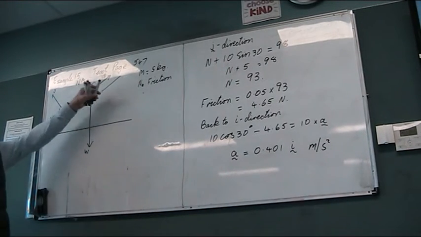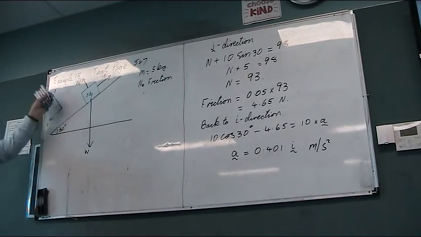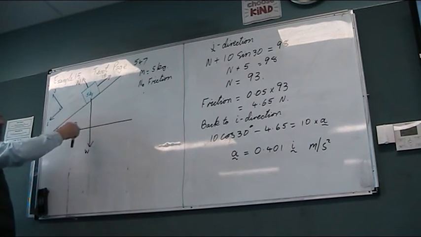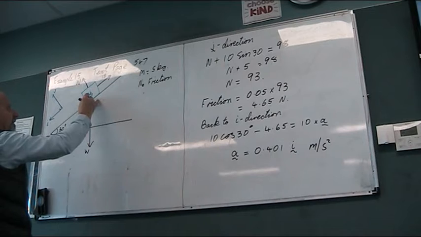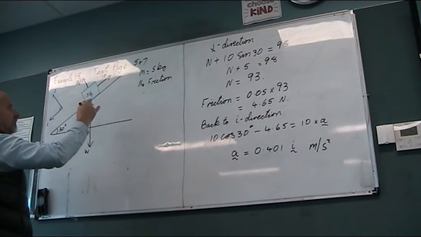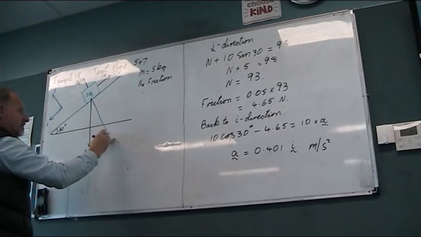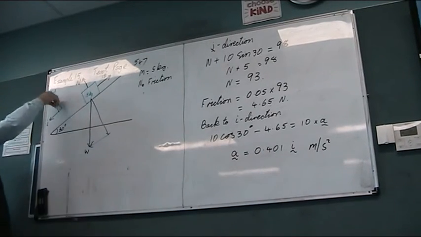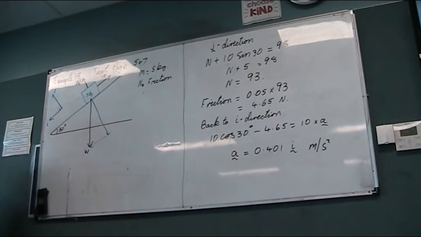Now the 15 is totally in the I direction, the N is totally in the J direction, but this weight force is at an angle. So what we need to do is split up that weight force. We could split it up in all sorts of ways, but if we split it into two components, where one component is in the J direction and the other is in the I direction, it's going to make our life a lot easier.